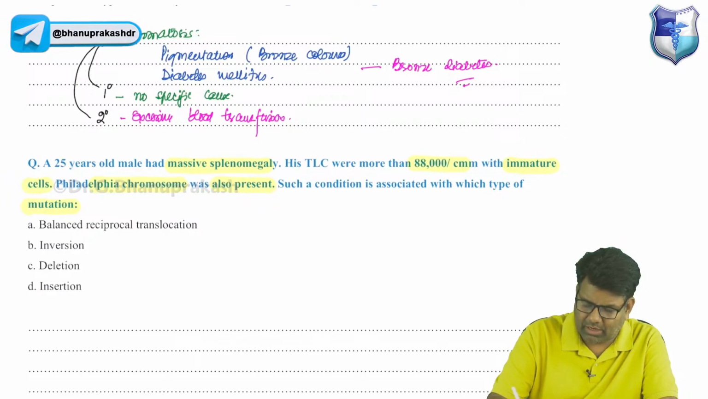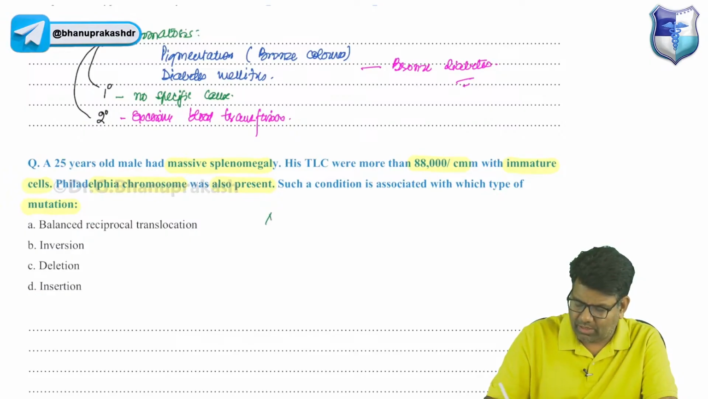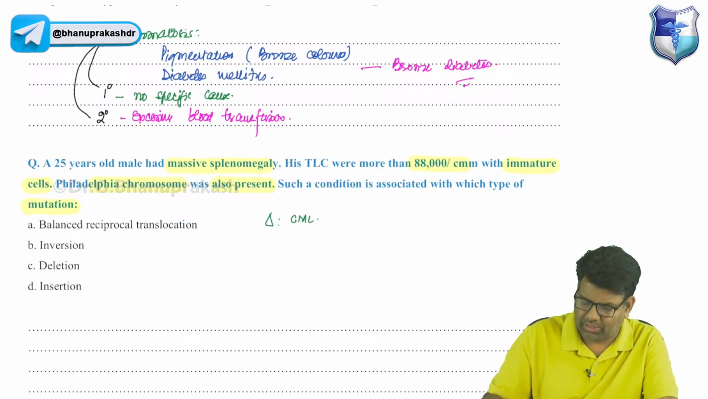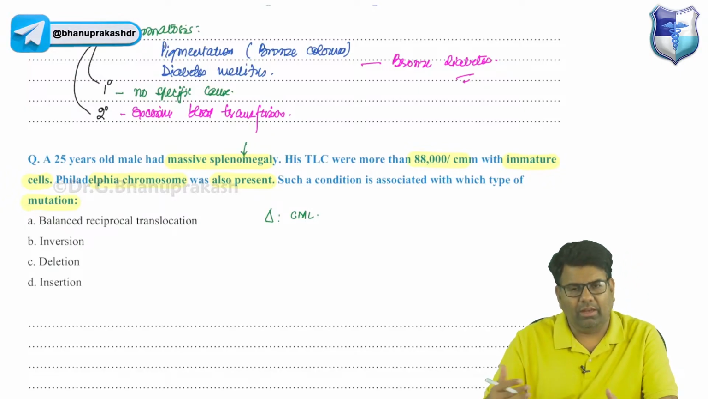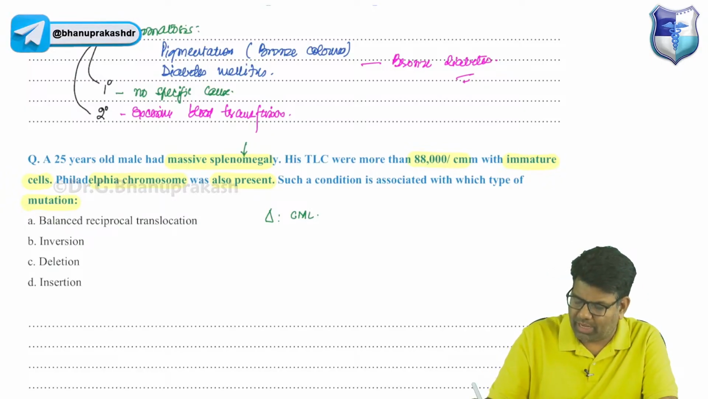Clinical condition in consideration is, which condition? Answer is A. Very good. So the condition is CML, and characteristically you can see a massive enlargement of the spleen, so massive splenomegaly.